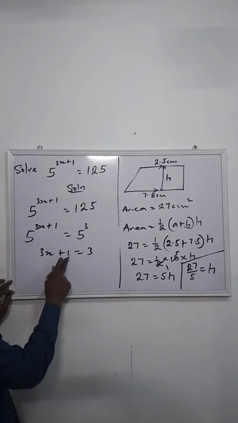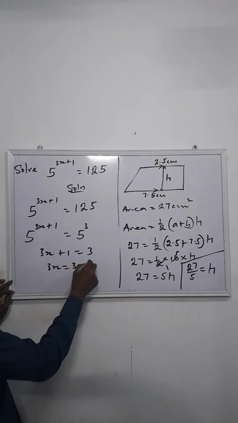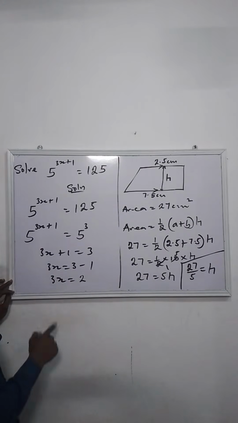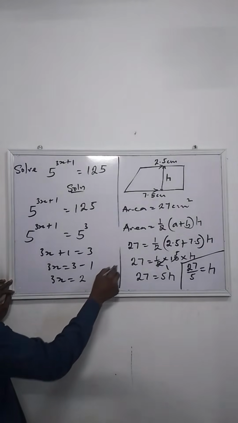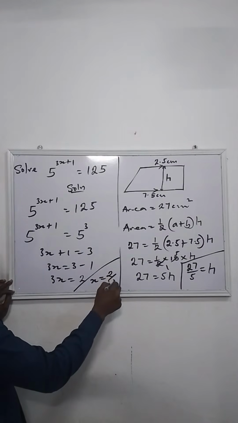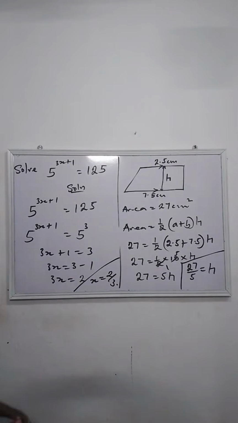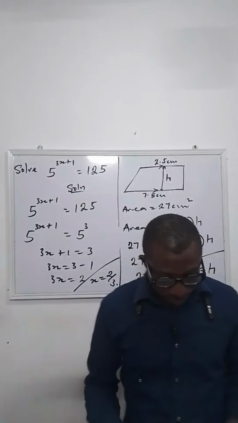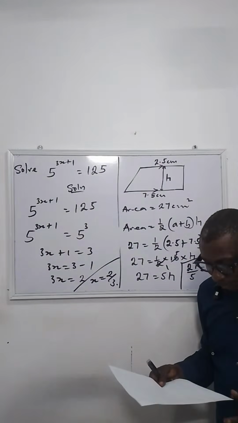So you transpose 1. So we have 3x equals 3 minus 1. So we have 3x equals what? 2. So you can divide both sides by 3. When you do that, what do you have? You have x equals 2 over 3. So that's going to be the answer to the problem. All right, so I hope you understand that. So let's look at another one.